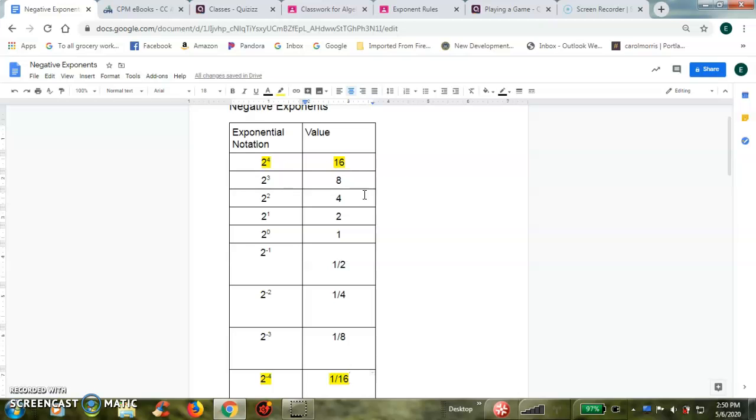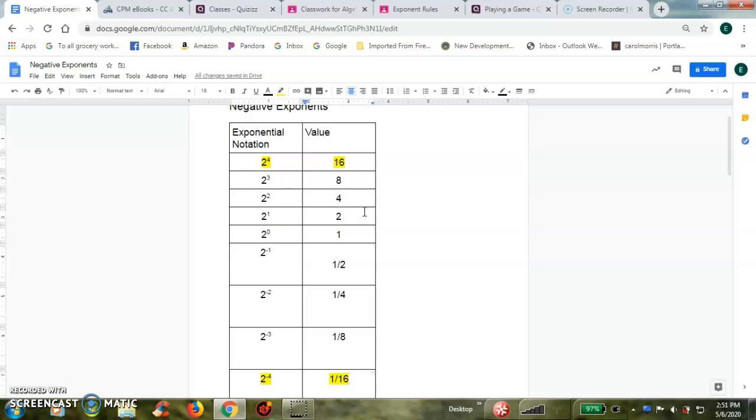All right, so the other pattern that you see, besides this being cut in half each time we go down 1, so you can see, well, 2 to the 4th is 16. 2 to the negative 4th is 1/16. So it's really the same as 1/2 to the 4th. That's true here, too. 2 to the 3rd is 8. 2 to the negative 3rd power is 1/8.